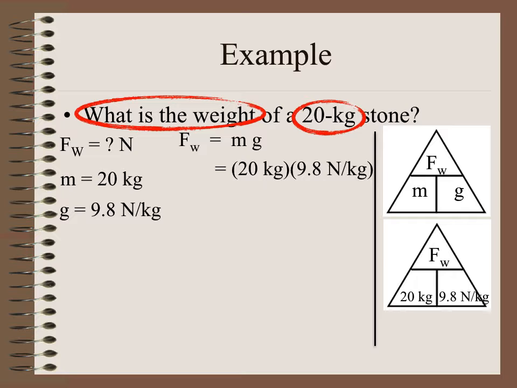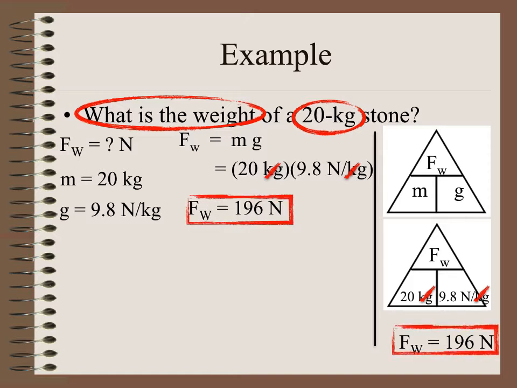In the case of the triangle, we can see that the 20 and the 9.8 are next to each other. When you have two things that are next to each other, that indicates multiplication. So that's telling us that we need to multiply those two quantities. Notice also that I put the units in. That's because when we multiply, we could see that they would cancel and we would get out units of newtons, which is what we expect. So when we multiply, we get 196, and our final answer is in newtons.